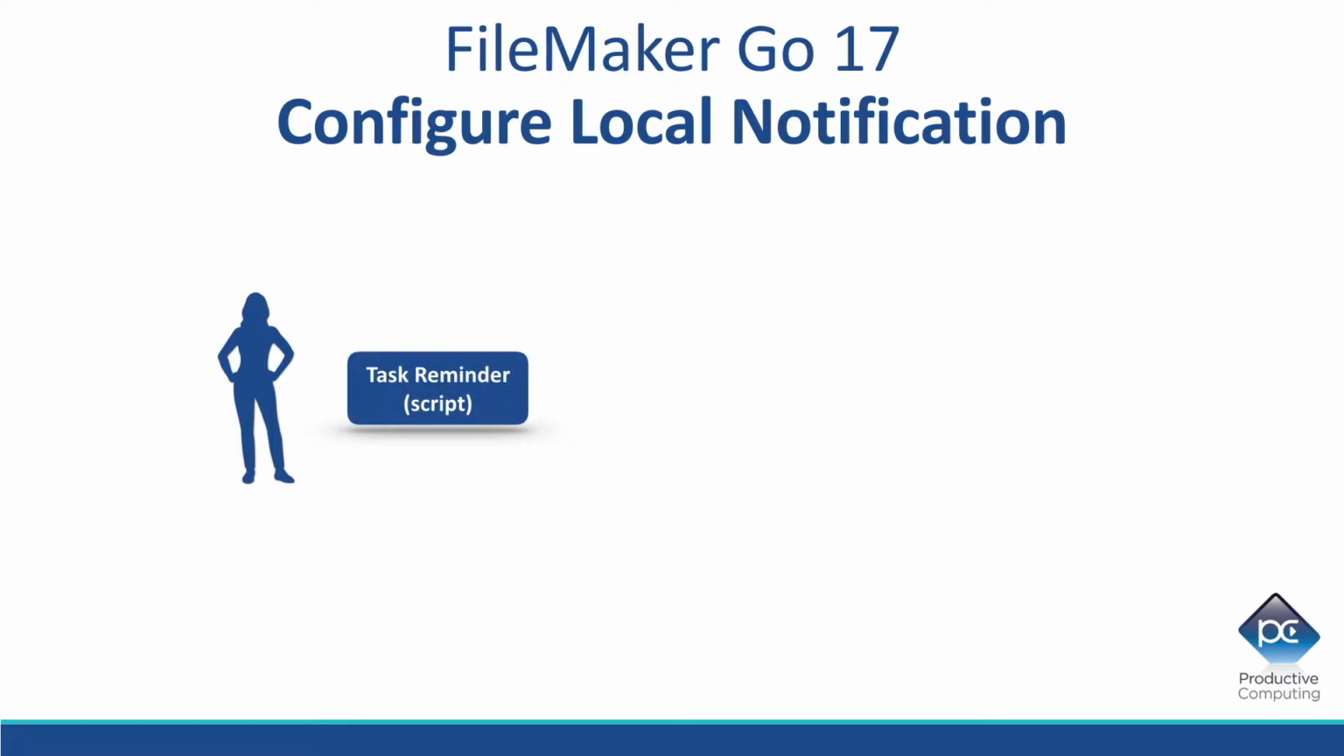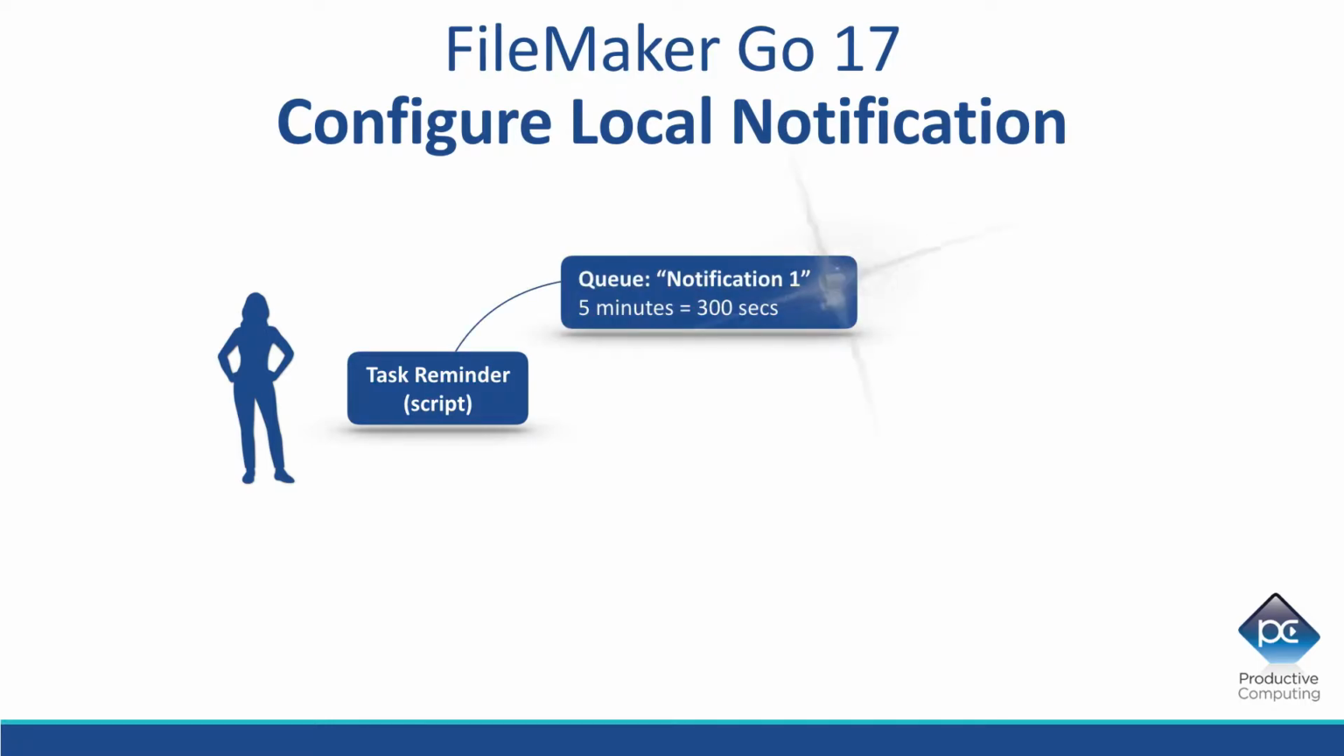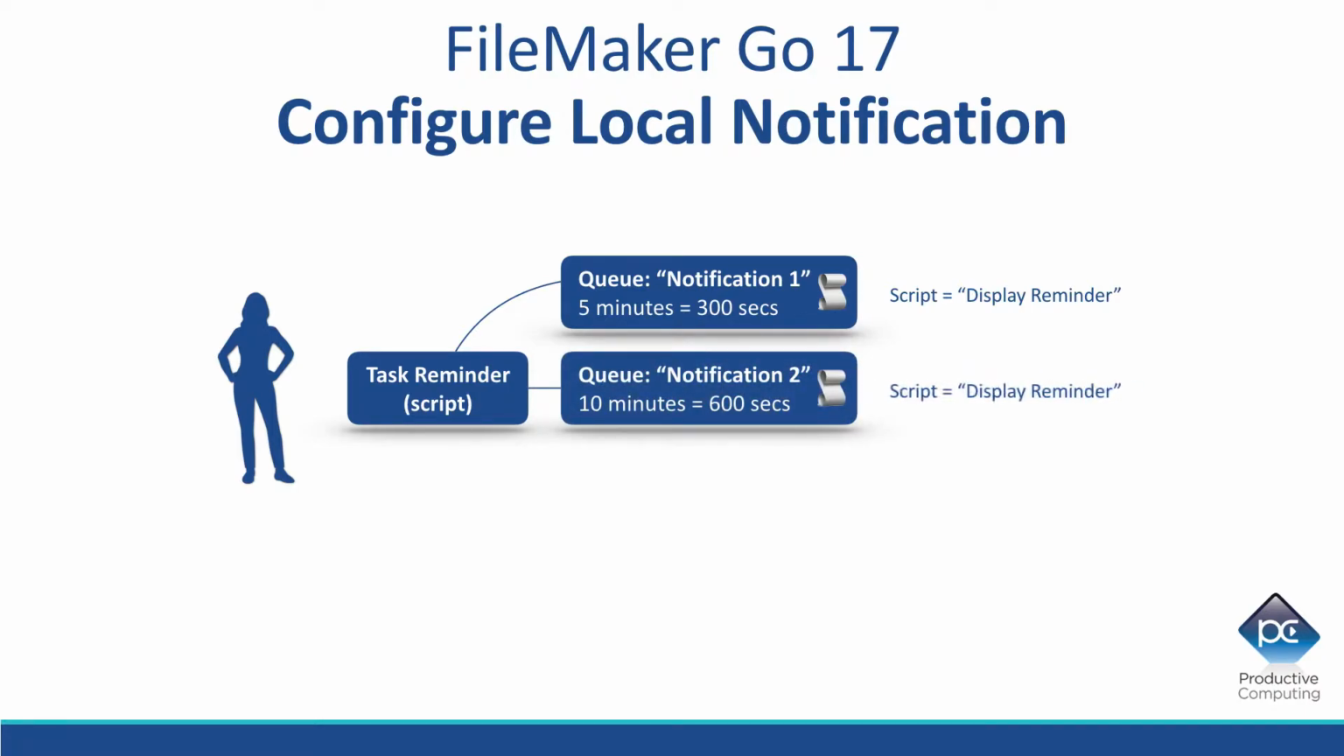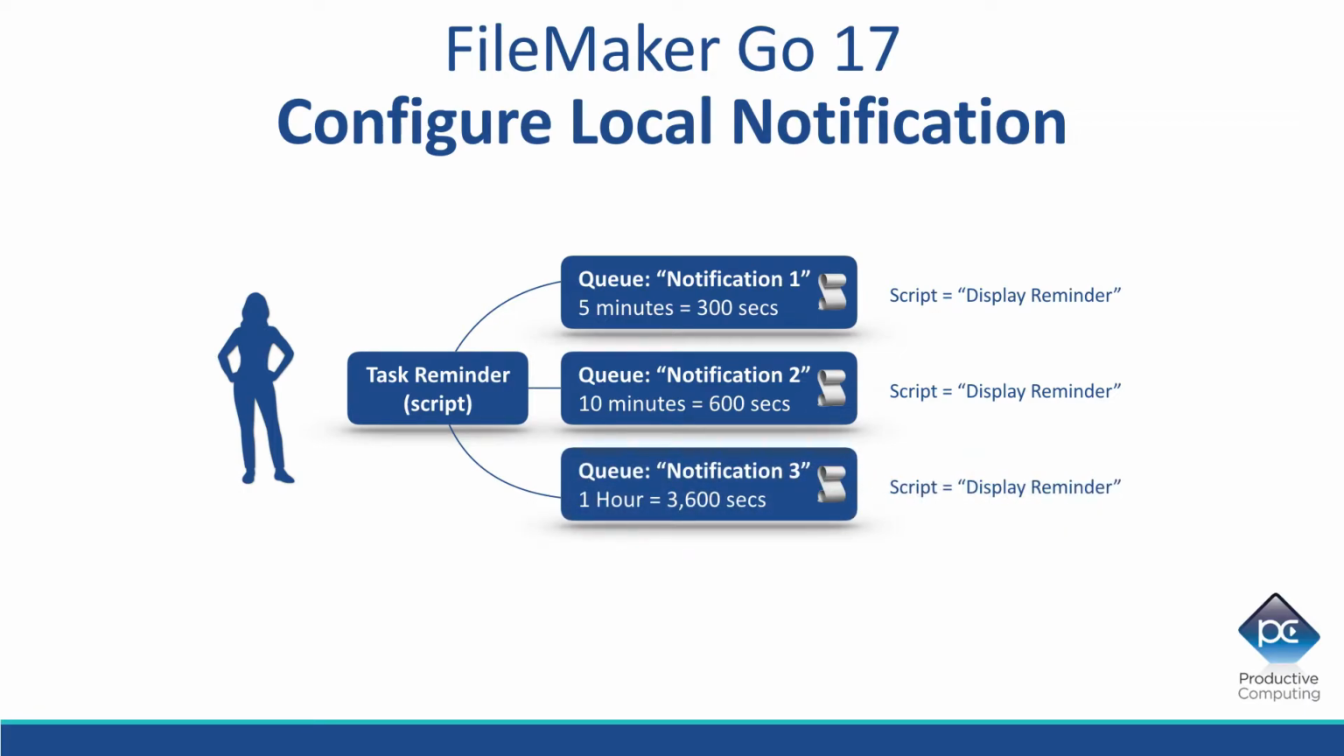The person interacts with the task, creates a reminder that's set to queue up a notification, but this time that notification is set to also perform a script. The name of the script is called Display Reminder. In addition, there's a second notification also set to call that same script, and a third notification, just like in the previous example. So really everything is the same, except this time we're calling the Display Reminder script.